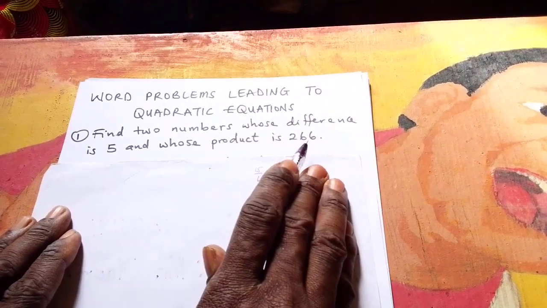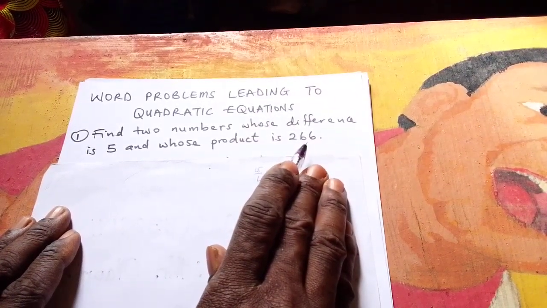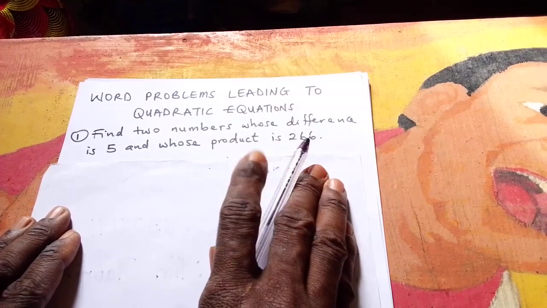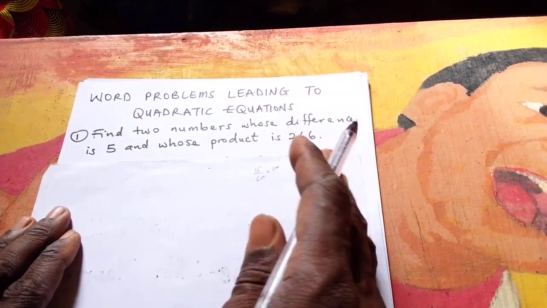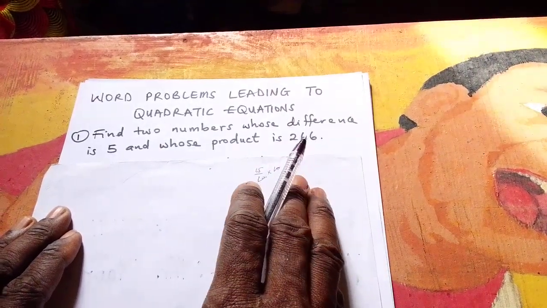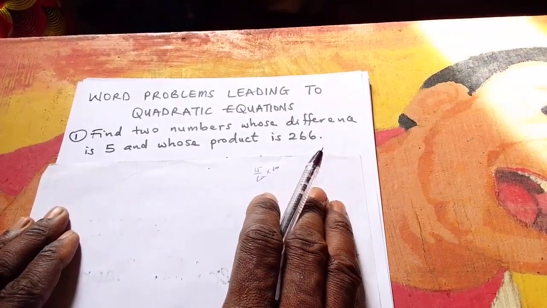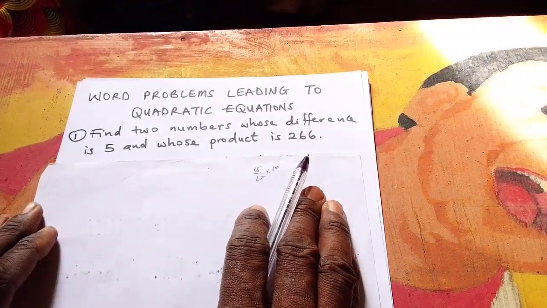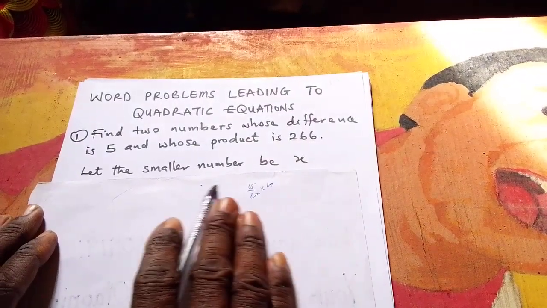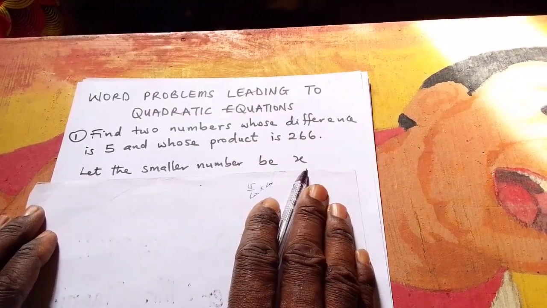You are told to look for two numbers whose difference is 5. That means if you subtract the two numbers, you get 5. And if you multiply the two numbers, you get 266. So let the smaller number be x.